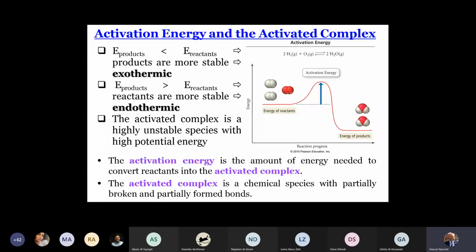In general, we could not identify the type or the nature of the activated complex since this activated complex is unstable. What is the meaning of unstable? We could not isolate it in order to analyze it. So the activated complex in most reactions is unknown.